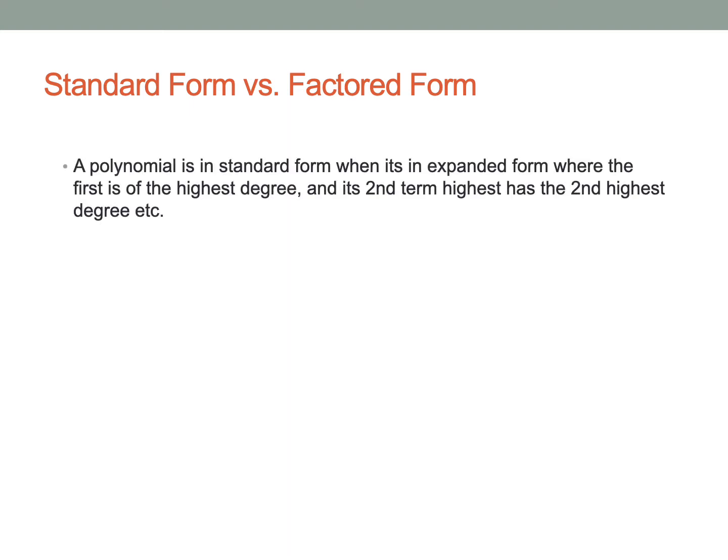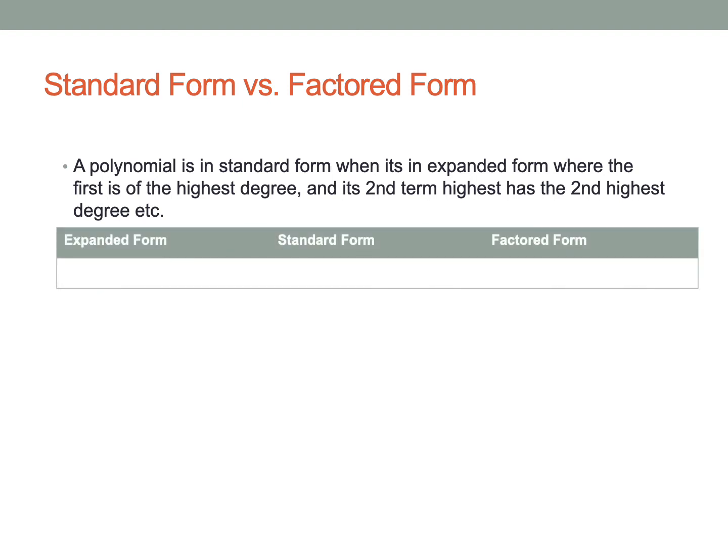So a polynomial is in standard form when it's in expanded form, where the first term is the highest degree and the second term is the second highest, and so on. So let's give you an example so it makes that more clear. The expanded form of just any function is when it's written out as the sum of the following terms, like y equals 10x minus 3x squared minus 4x cubed plus x to the fourth plus 8.